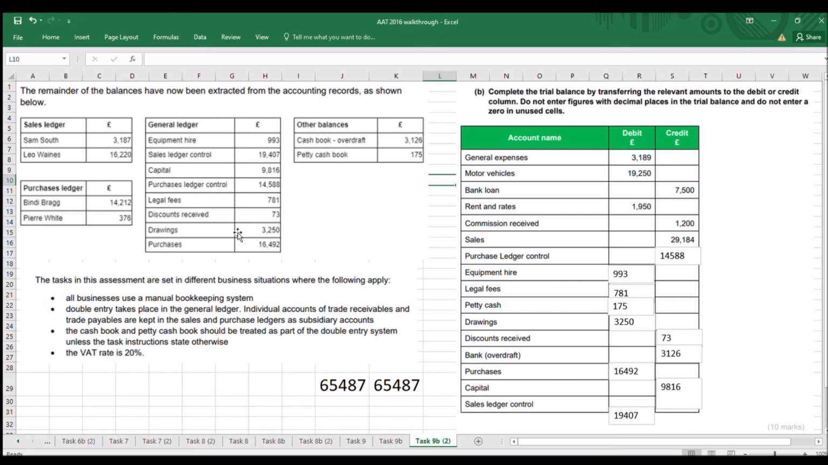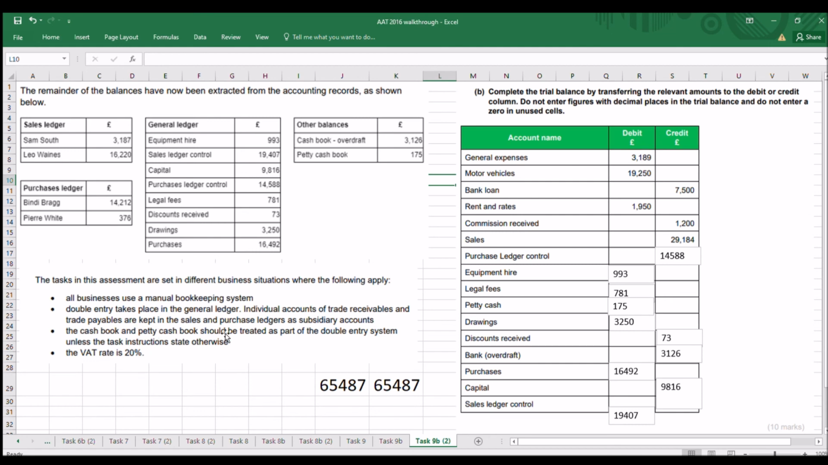Drawings, amounts that we paid to the shareholders, so they can't have that in future, so a reduction in the amount that they're going to have in future, so that would be a debit. The drawings is debit because there's a reduction in the amount that the shareholders will have in the future. Reduction in a money out item is debit. Purchases, it's an expense. It's a reduction in the amount that the shareholders can have in the future. So a reduction in the money out item, that's a debit. So 16,492 for purchases.